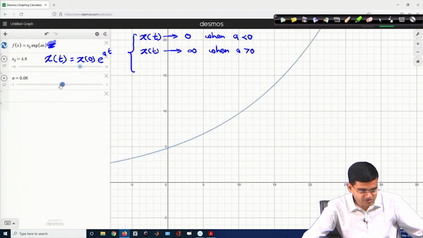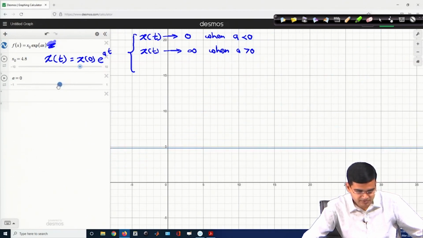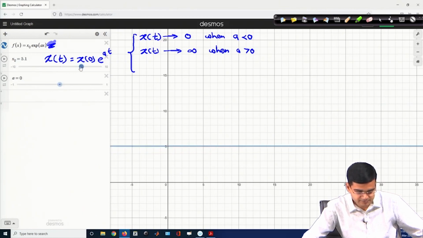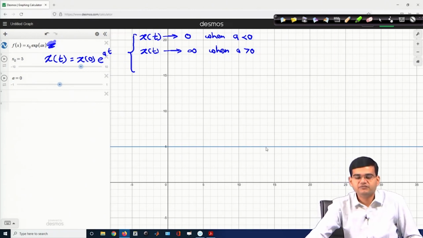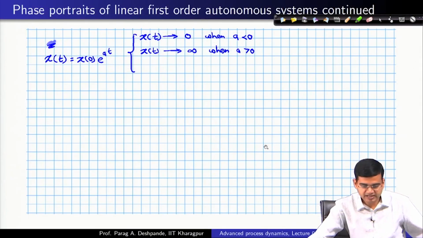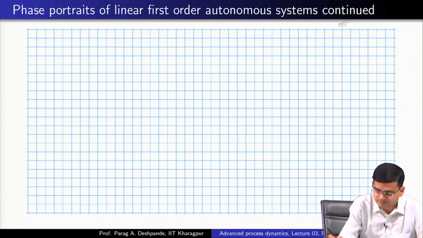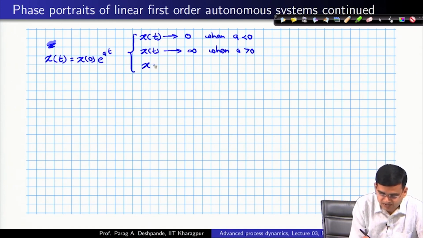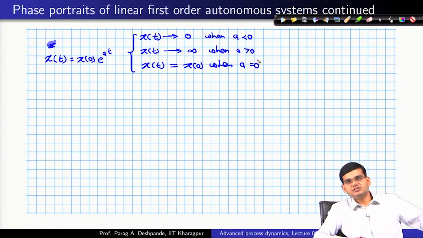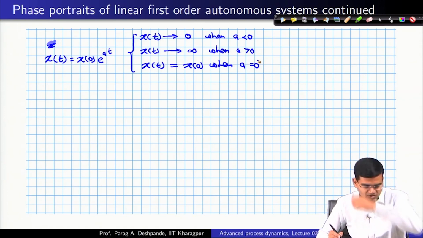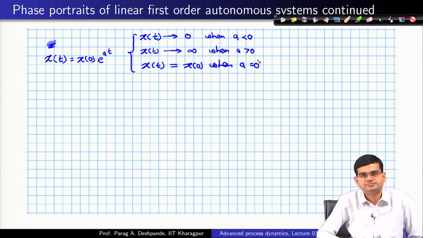If A is equal to 0, you see here there does not occur any change in the variable. So, therefore, when A is in fact equal to 0, x of t will be x of 0. Whatever may your initial condition be, the system will remain at that condition. Okay. So, can I draw the general behavior of my system in this case?